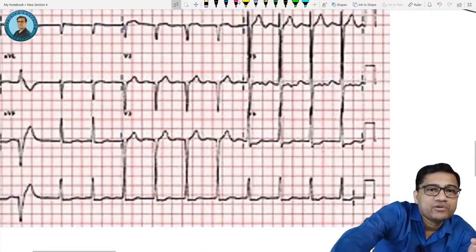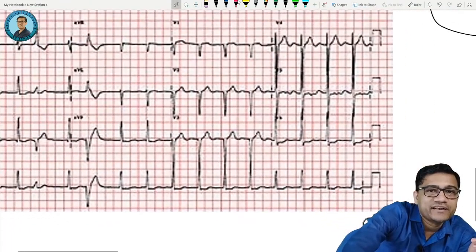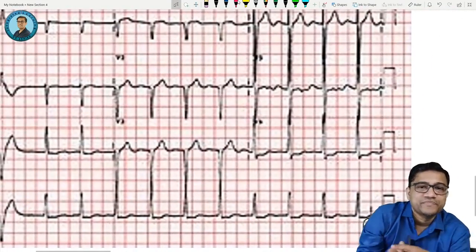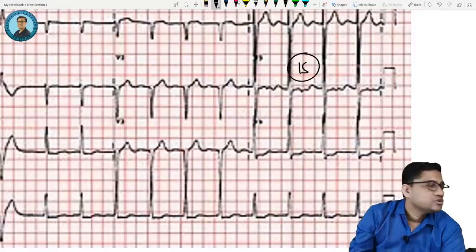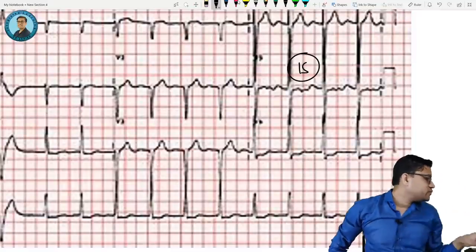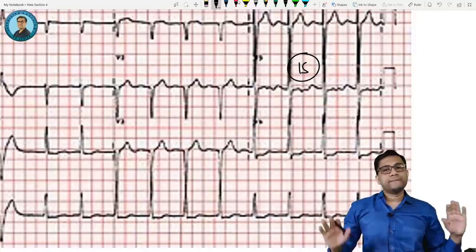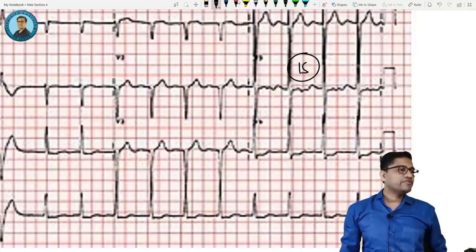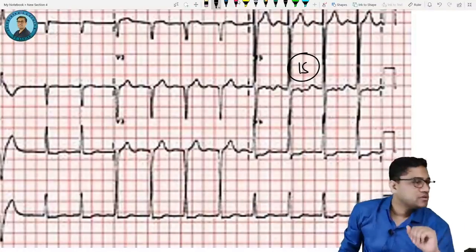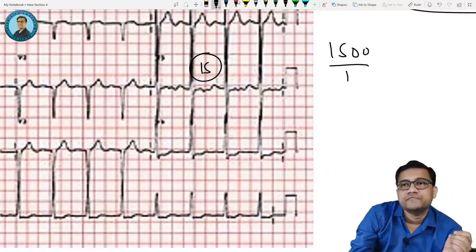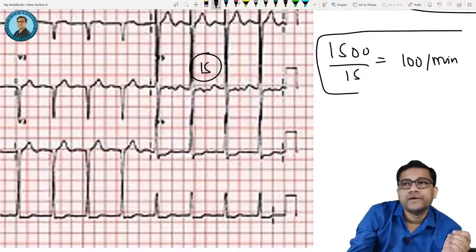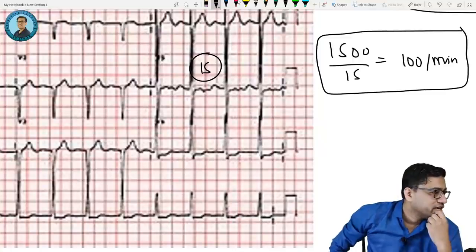Here we have done that already. Here, calculate here also please. I know it's a dirty diagram, but again, do calculate. How many boxes? 3. 1, 2, 3. Each is 5. So how many? 15 boxes. Yes or no? So 15 boxes give us which rate? 100 beats. Are you clear? So 1500 by 15.